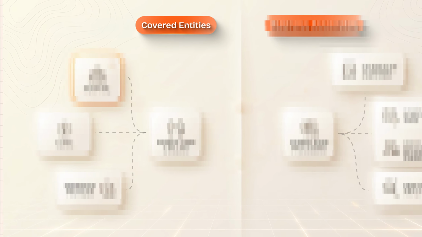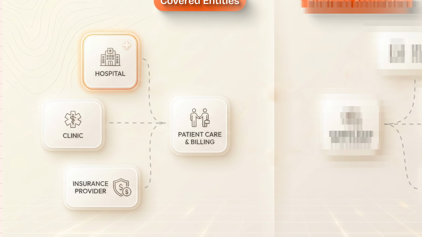HIPAA applies to two types of organizations. The first is covered entities. These are the healthcare providers, health insurers, and healthcare clearinghouses that directly handle patient care and billing. Think hospitals, clinics, and insurance companies.